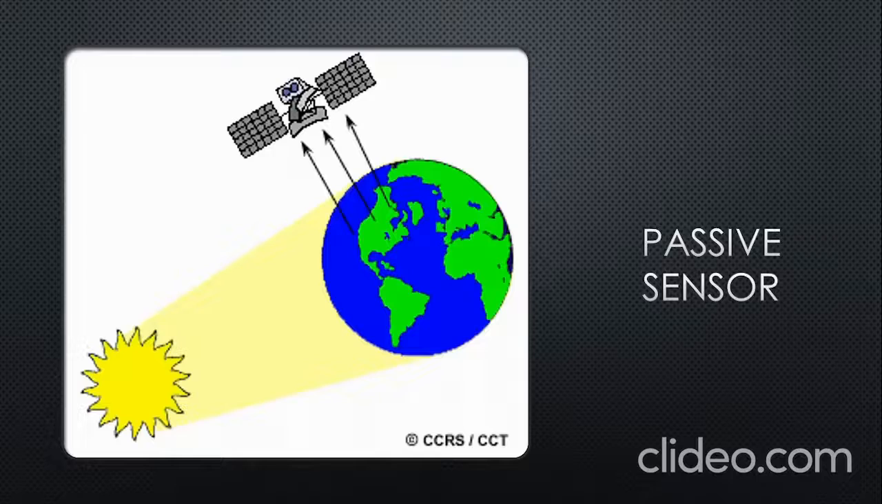Passive sensors can only be used to detect energy when the naturally occurring energy is available. For all reflected energy, this can only take place during the time when the sun is illuminating the Earth. There is no reflected energy available from the sun at night. Energy that is naturally emitted, such as thermal infrared, can be detected day or night, as long as the amount of energy is large enough to be recorded.